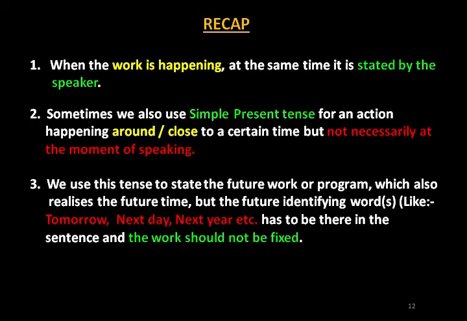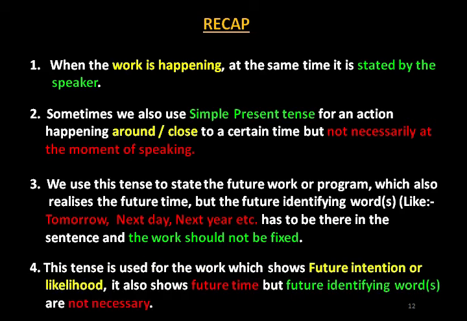Let's go to the third one. We use this tense to state the future work or program which also realizes the future time, but the future identifying words like tomorrow, next day, next year have to be there in the sentence, and the work should not be fixed, because we have already discussed that if the adverb of time is there and the work is fixed, then we use simple present tense and we do not use present continuous tense. But in this case, since the work is not fixed but the adverb of time is there, that's why we will not use either future tense or the simple present tense.